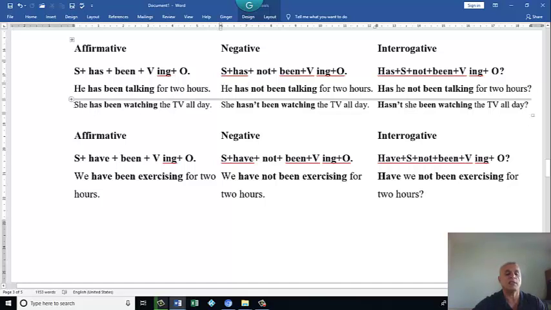Then the second one: She has been watching the TV all day. She hasn't. See here, you could say she's, but they're not, but you could say she hasn't been watching the TV all day. Hasn't she been watching the TV all day?